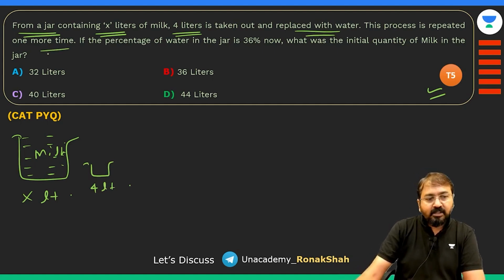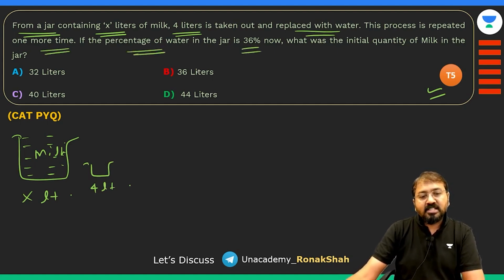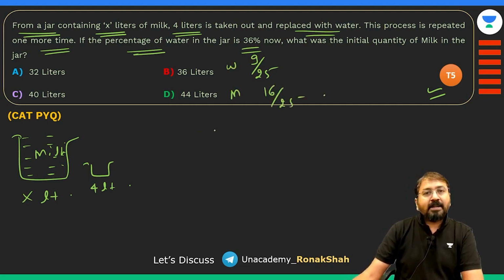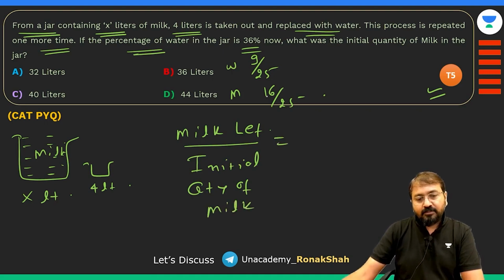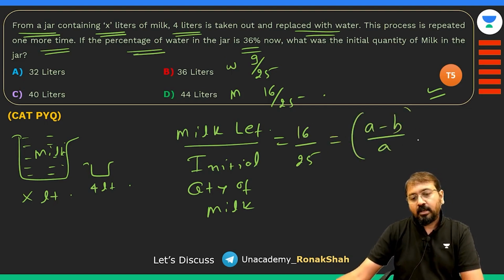This process is repeated one more time. If the percentage of water in the jar is 36%, 36% means it's 9 by 25, so 9 by 25 is water. So can I say milk has to be 16 by 25? Now we can apply the removal and replacement formula. Fraction of milk left is milk left upon initial quantity of milk, which we know is 16 by 25, and this is a minus b upon a, whole raised to n. n will be 2 over here.